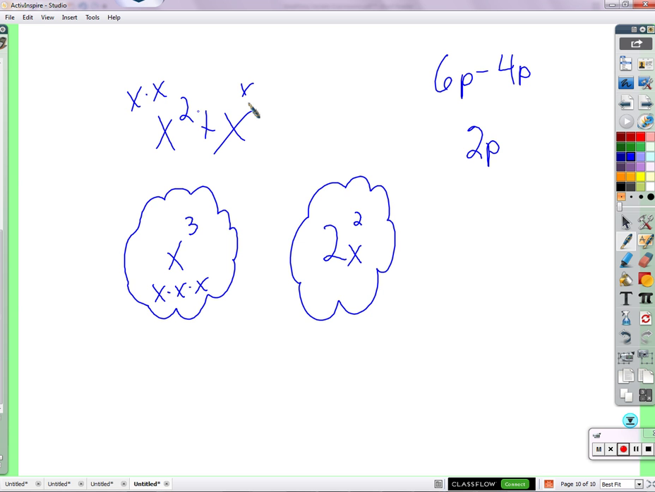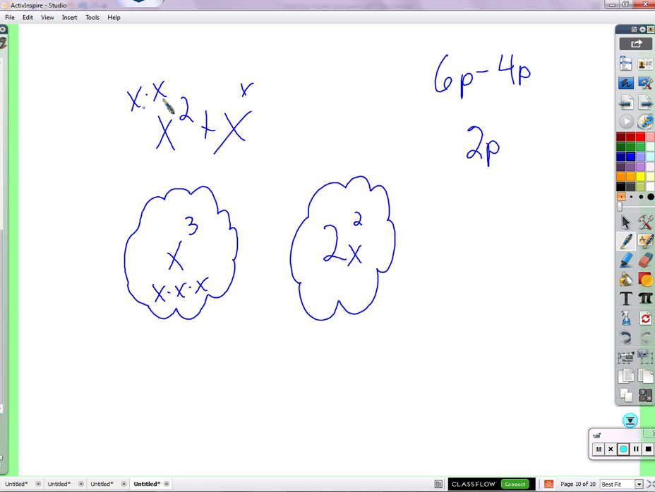So why isn't x squared plus x cubed? Because we don't know the value of that x, I guess. Right, so the difference is, though, we do have 2 x's and another x for a total of 3 x's that we're looking at. And 3 x's we're looking at here.